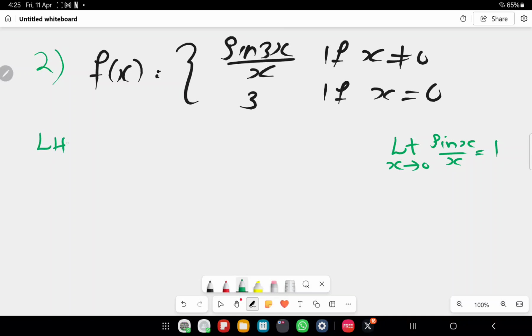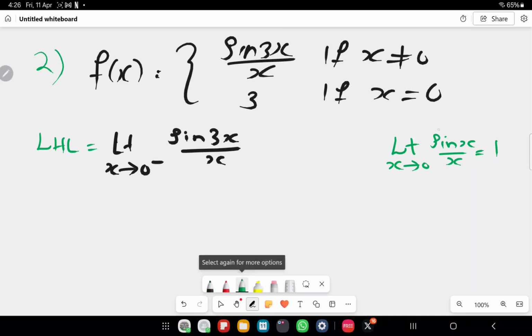So I will write LHL. LHL is equal to limit x tends to 0 minus, the point of partition is 0, of f of x. f of x is sin 3x divided by x. So I want to apply this result. To apply this result, here the angle is 3x, so I need a 3. So I multiply a 3 here, and in the numerator and denominator I multiply a 3.